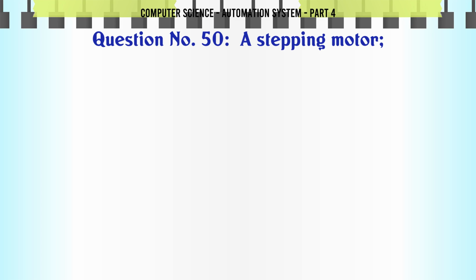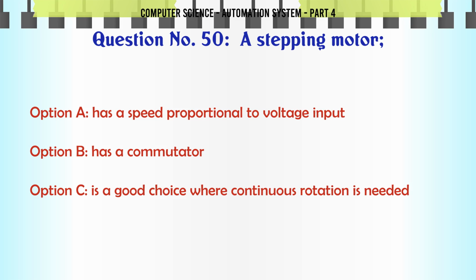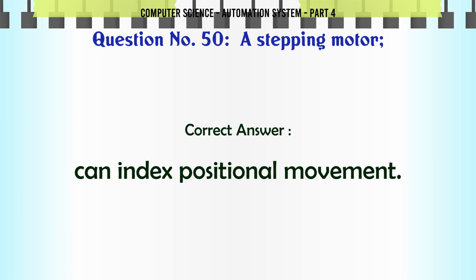A stepping motor A. has a speed proportional to voltage input. B. Has a commutator. C. Is a good choice where continuous rotation is needed. D. Can index positional movement. The correct answer is can index positional movement.